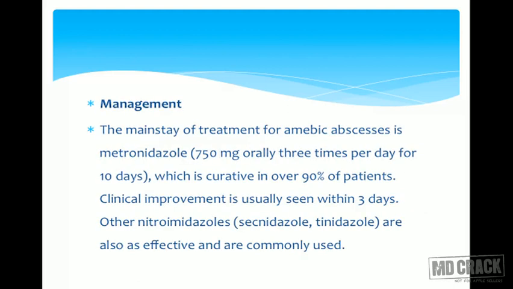How do you manage amoebic liver abscesses? The mainstay of treatment in amoebic liver abscesses is metronidazole, which is given 750 milligrams orally 3 times per day for 10 days. Or in severe cases, metronidazole can be given by the intravenous route. Most of the time, around 90% of the patients are cured by this. Clinical improvement is usually seen in 3 days. Also, other nitroimidazole group drugs like secnidazole or tinidazole can be used. They are equally effective as metronidazole.